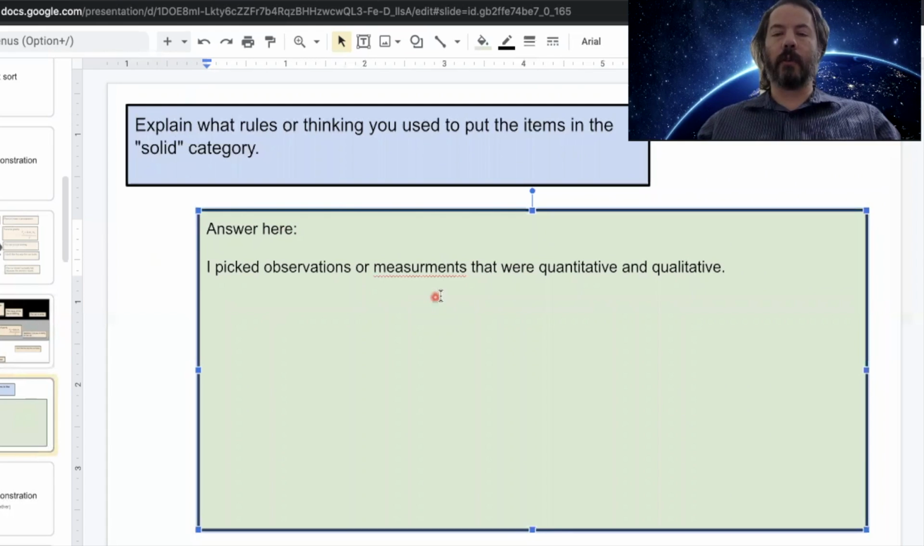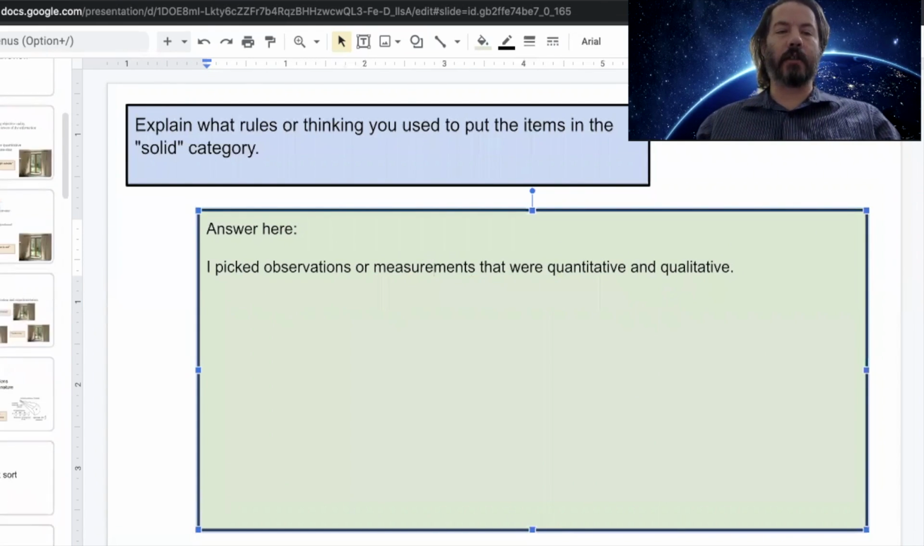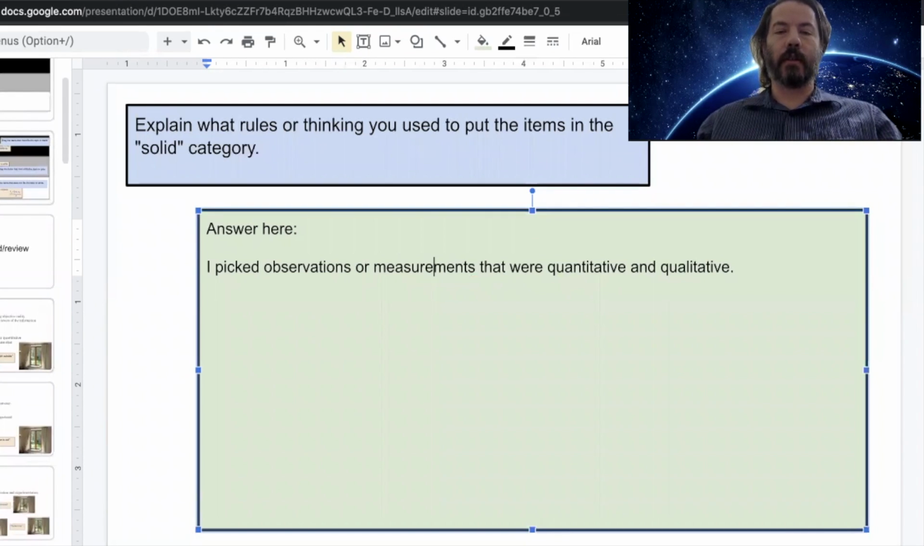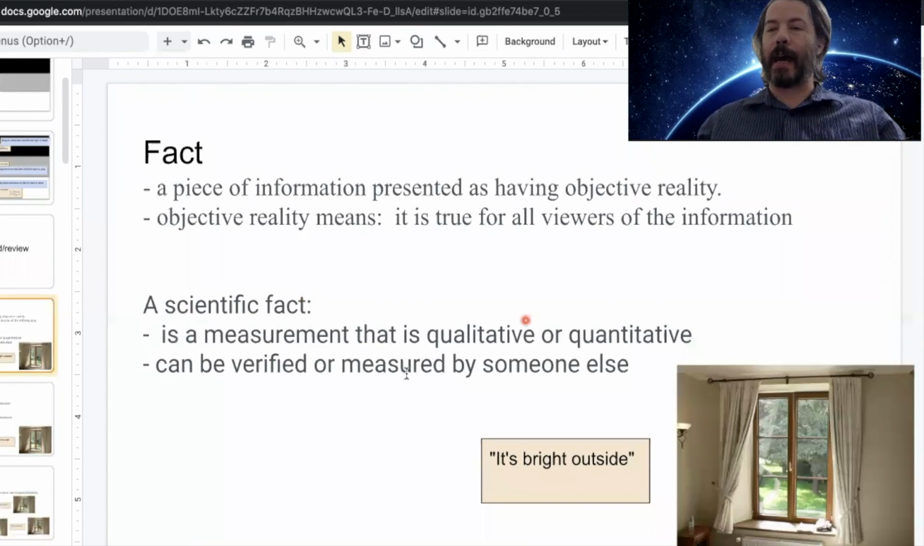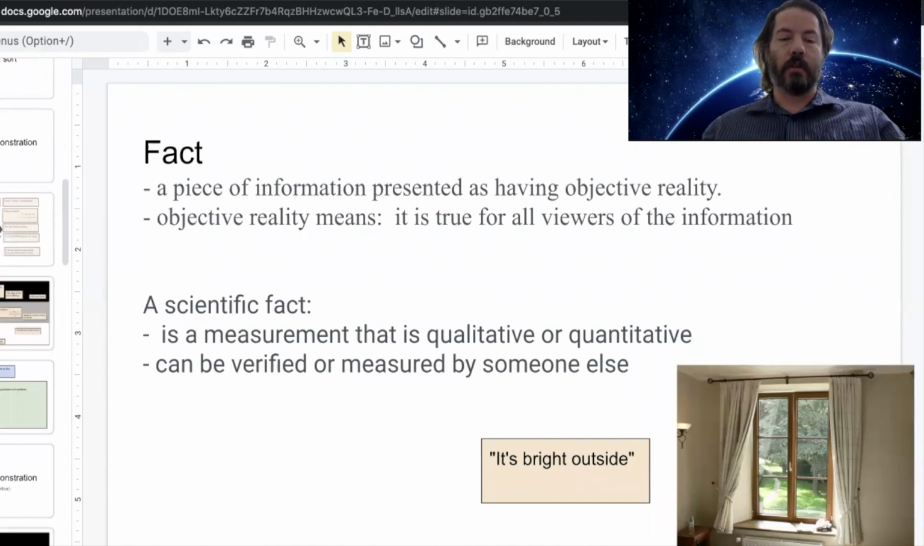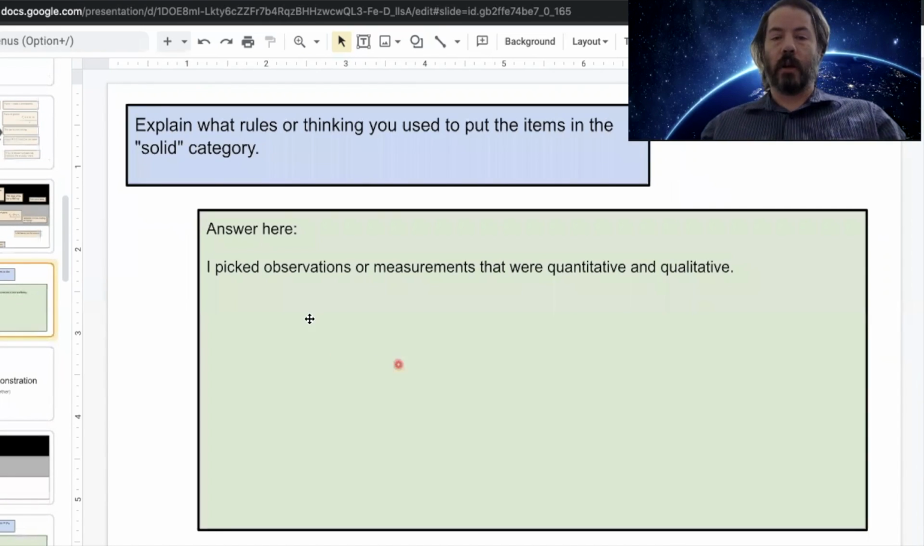Notice what I'm doing here when I write this. Oh, I gotta spell that correctly. When I write this, I'm actually using the definition of my fact to help me explain why I picked it. So it's a measurement that is qualitative or quantitative. So it has a number, or it's a comparison, or has some kind of value or description to it. Okay, can be verified or measured by someone else. So I picked observations or measurements that were quantitative and qualitative.